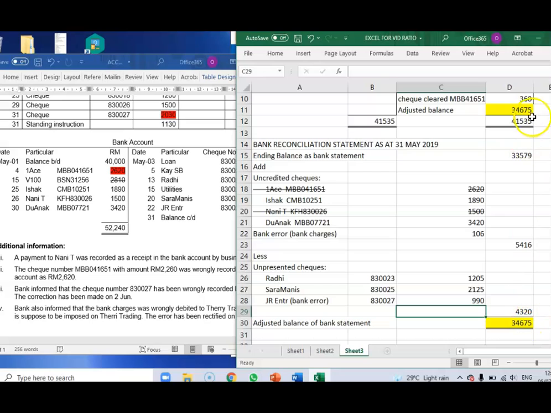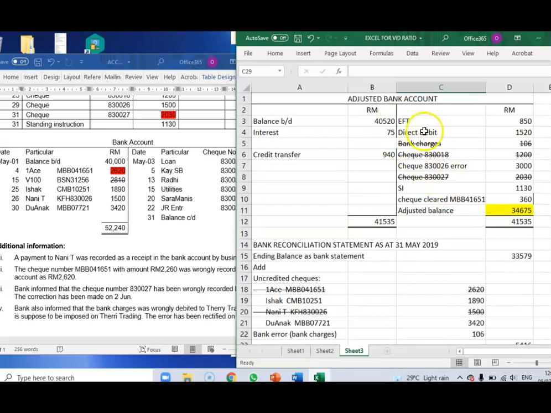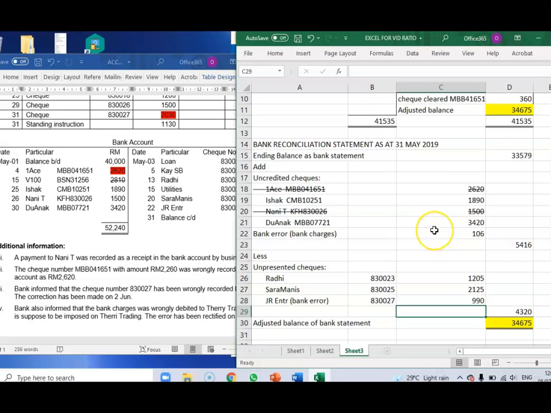3, 4, 6, 7, 5. 3, 4, 6, 7, 5. So that's it. That is how you do the bank reconciliation statement. So once the adjusted balance of bank statement and adjusted balance of bank account is the same, you have explained why there is a difference previously.